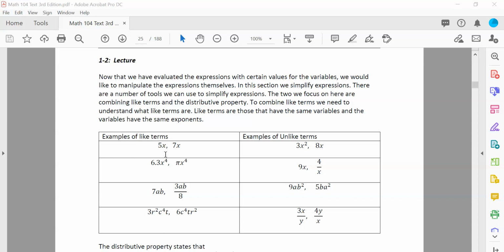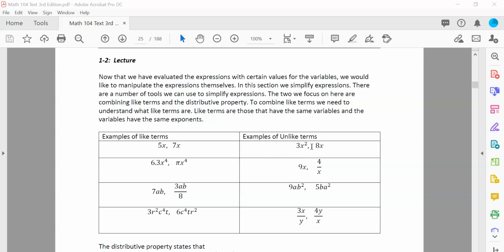On like terms, what we mean by that is terms which have the same variables to the same exponent. So for instance, 5x and 7x are like terms. It doesn't matter what the coefficients are, as long as the variable and the exponent are the same. So 6.3x to the fourth, pi x to the fourth. The coefficient, what I mean by that is the number in front of the variable. So pi and 6.3 aren't nice coefficients, but since we have a variable x raised to the fourth power and this variable x raised to the fourth power, these are like terms.